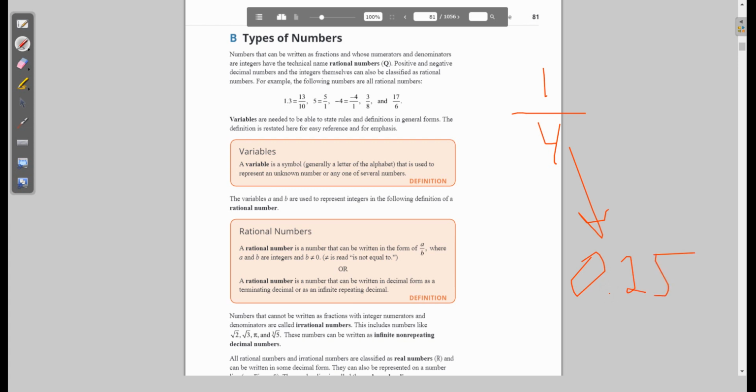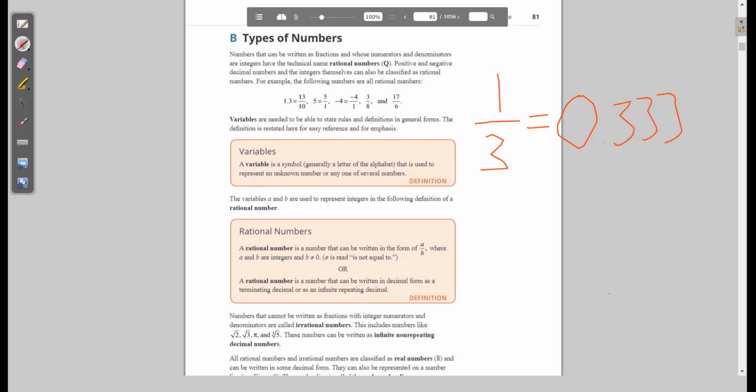And the repeating decimal part would be something like 1/3. So if I had 1/3, that's the same thing as saying 0.333 all the way to infinity, right? So we can repeat it. So that's what a rational number is. It's a number that can be written as a ratio, or with a terminating decimal or repeating decimal.